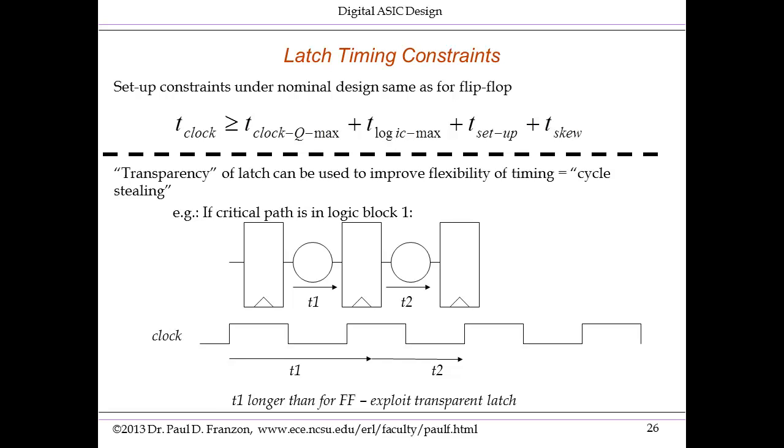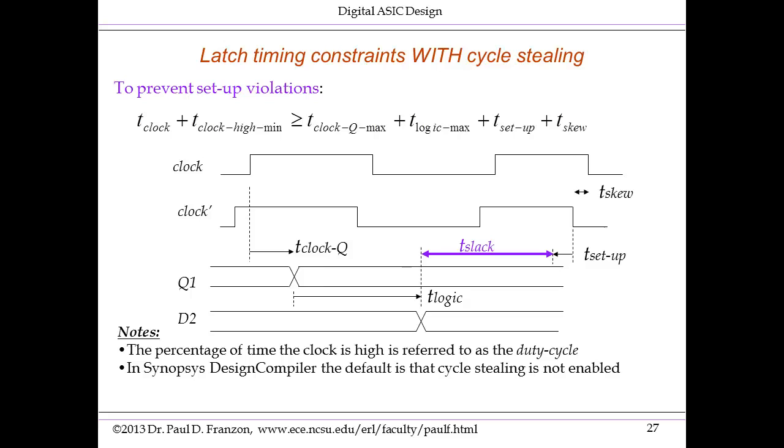So in this example again, T1 is longer than in the case of the flip-flop. We're exploiting the transparency of the latch. So we permit cycle stealing. The constraints to prevent setup violations change. What's changed here is we've also included this T clock high min. That is the minimum possible transparency period of the latch. The right hand side is the same as before. So here T clock plus T clock high min must be greater than or equal to the sum of the delays plus the skew.